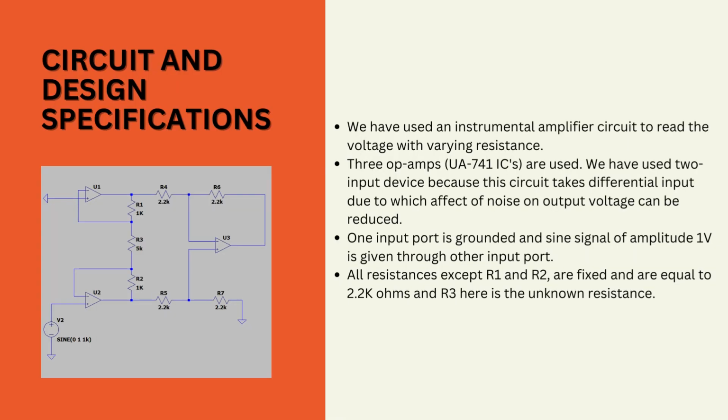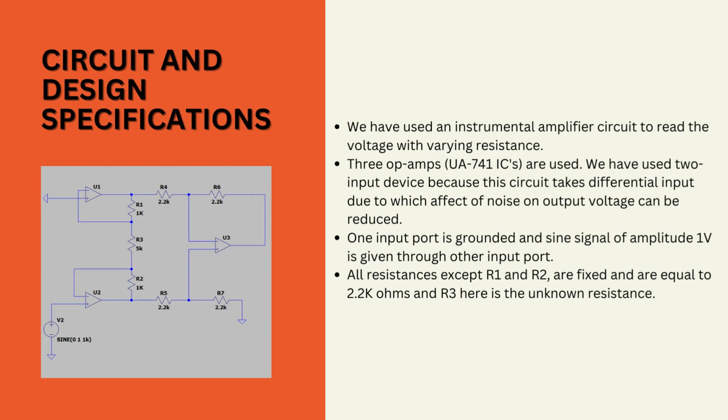So we have to convert into voltage, right? For that we have used an instrumentation amplifier, where in this circuit we have used three op-amp uA741 ICs with resistances. Two op-amps are in negative feedback, and one is a differential amplifier. One op-amp is in differential amplifier mode.